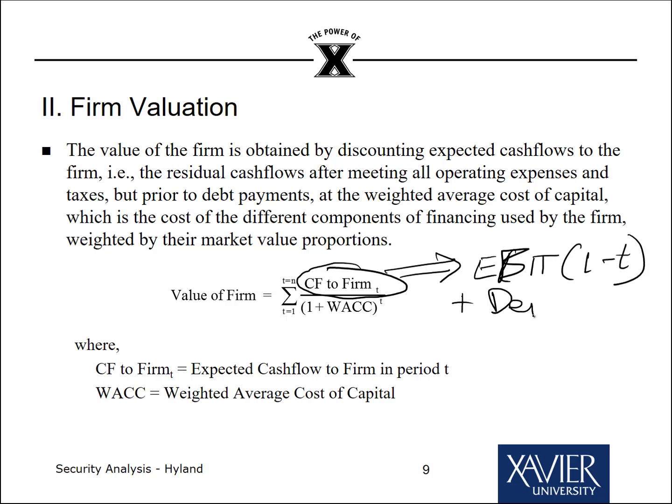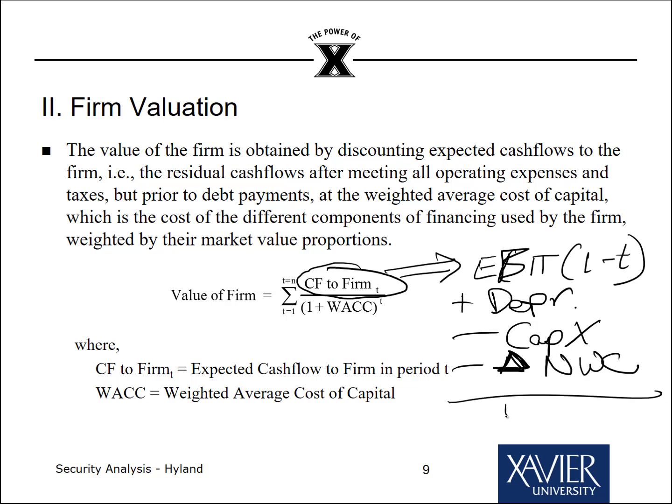Add back any non-cash charges like depreciation. Subtract any investment like capital spending and changes. So I'm going to use this capital delta, Greek delta, for changes in net working capital. And that gives me the free cash flow to the firm in each year. I discount that with a weighted average cost of capital. Again, we're going to spend some time talking about how to calculate weighted average cost of capital. And that's going to give me the value of the firm.